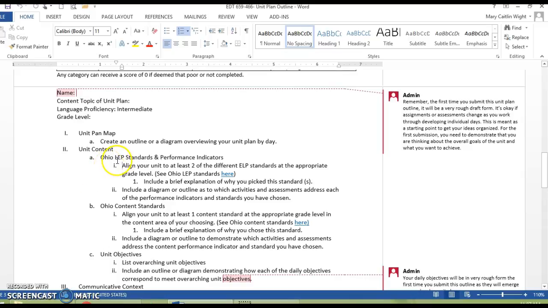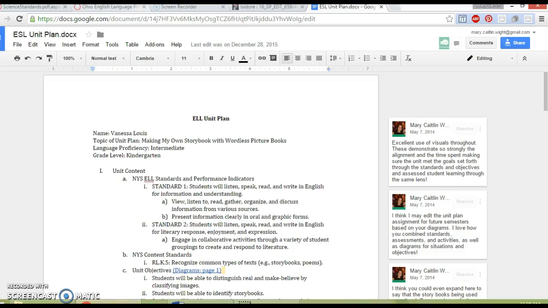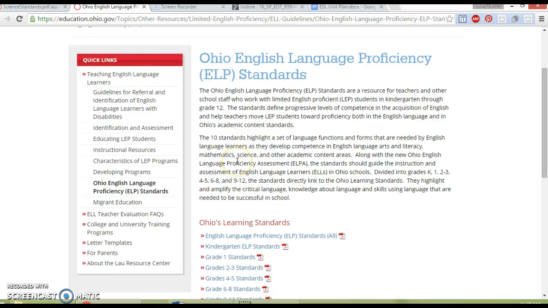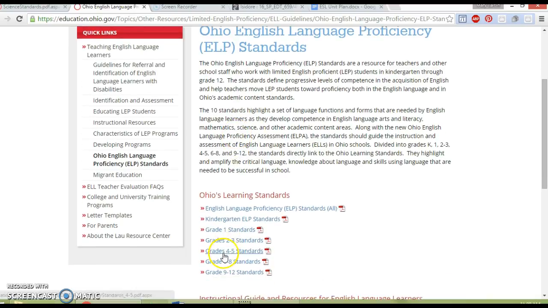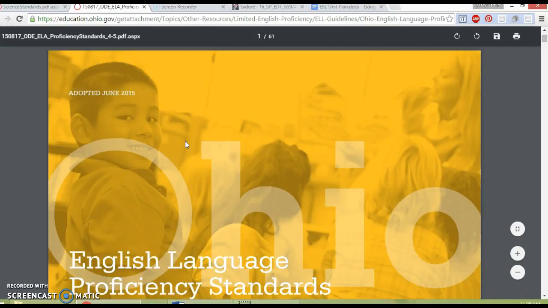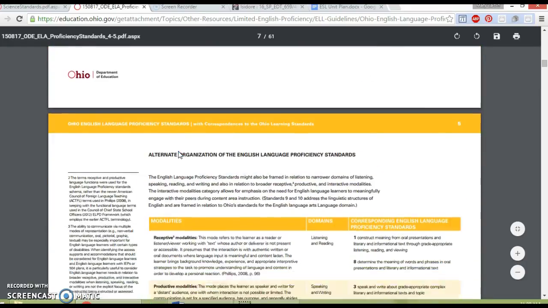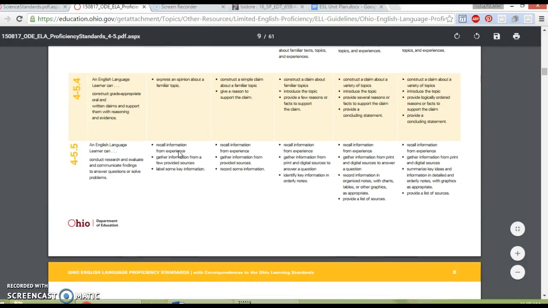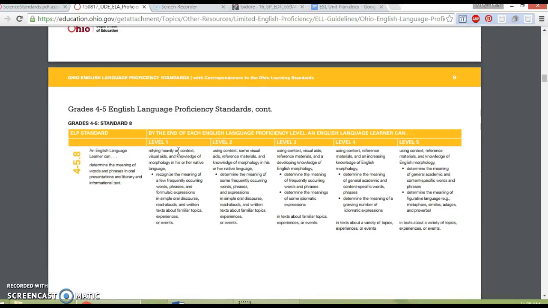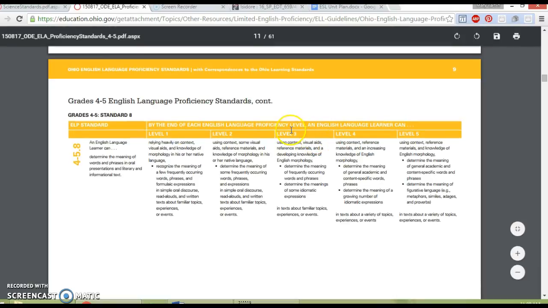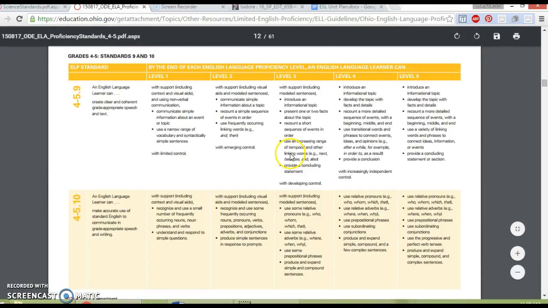Now I need to also align to my Ohio ELP standards. So I go to our proficiency standards, and it's 4th grade, so I click on the 4th grade, 5th grade standards. Now I have my topic, so I know I need to make sure that the ELP standards I pick fit well with meeting this topic. So I've already pre-looked at these, and we're talking about intermediate students, so we're talking about level 3. So the first standard I'm going to pick is standard 9.